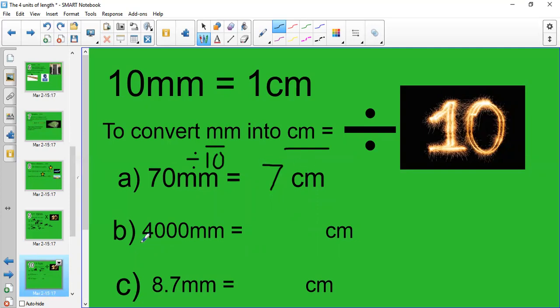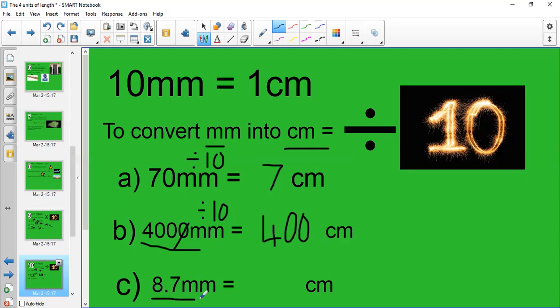What happens if I have 4,000 millimeters? Again, if I'm dividing 4,000 by 10, I'm just knocking a 0 off, okay? Or I just move that decimal point back. So the answer becomes 400 centimeters. And if I do, how many times does 10 go into 4,000? The answer would be 400, because 400 times 10 would be 4,000. So 4,000 millimeters becomes 400 centimeters.